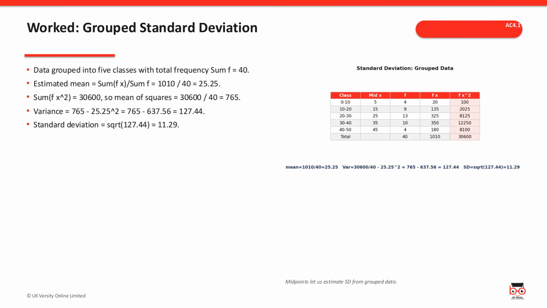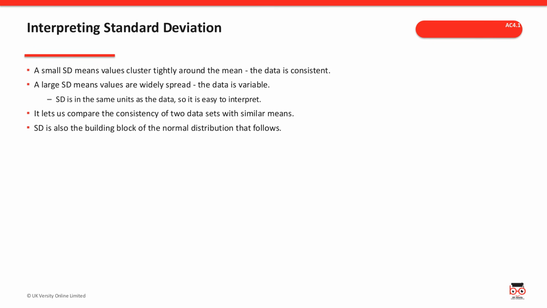Here's a grouped set, 5 classes with a total frequency, sum of f, of 40. The estimated mean is the sum of fx over sum of f. That's 1010 over 40, which is 25.25. The sum of fx squared is 30,600, so the mean of the squares is 30,600 over 40, which is 765. The variance is 765 minus 25.25 squared, that's 765 minus 637.56, giving 127.44, and the standard deviation is the square root of 127.44, about 11.29.